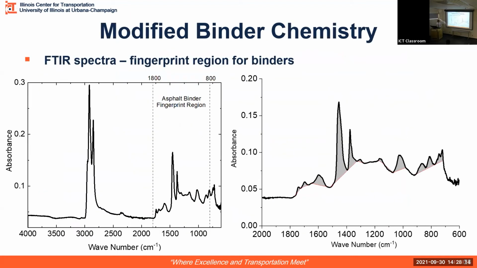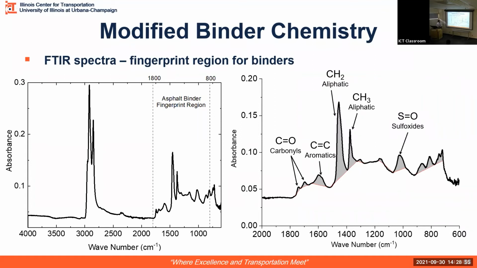Now, looking into the modified binder chemistry, how these modifiers change the chemistry, and how this chemistry changes when we assess these modifiers at different aging levels. One of the ways to look at it is through FTIR spectra, and the typical fingerprint region of the binders is somewhere between 1800 to 800 wave number. If we zoom in, there are multiple functional groups like carbonyl groups, which are often associated with cracking potential, and sulfoxides too. If you have higher carbonyls and sulfoxides, the binder tends to be more oxidized, which suggests that it has been aged.